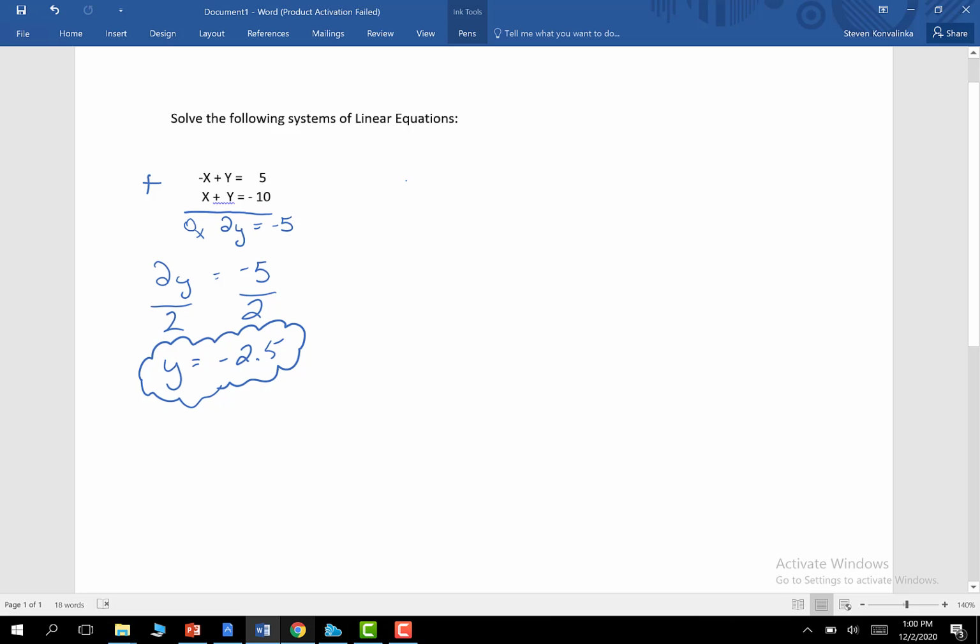And that's where we take one of the equations. It doesn't matter which equation. I'll just take the second equation or the bottom equation. But it doesn't matter. You can choose either one. And in place of y, I'm going to put in the number negative 2.5. Right? So x plus negative 2.5 equals minus 10, right? I didn't change anything else other than the y's.